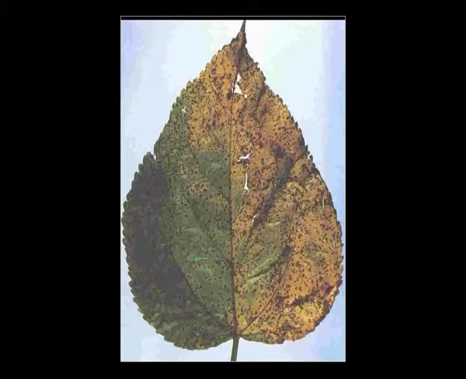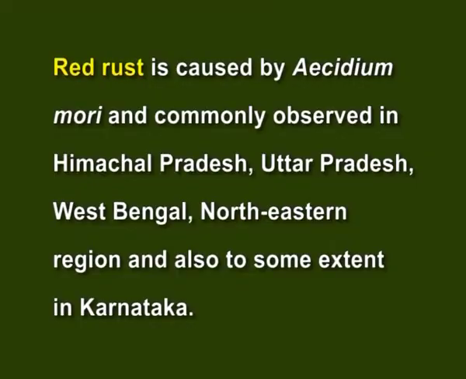It is an obligate parasite and starts progressing 45 to 50 days after pruning. The mature leaves are more prone to the disease, and 10 to 15% crop loss is estimated annually.